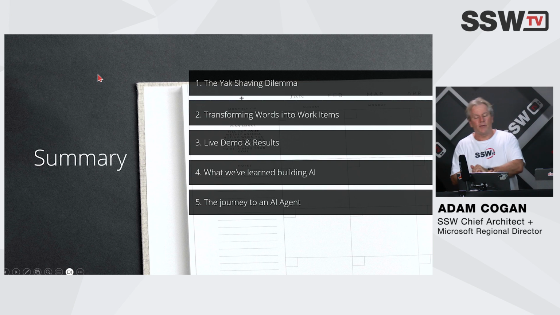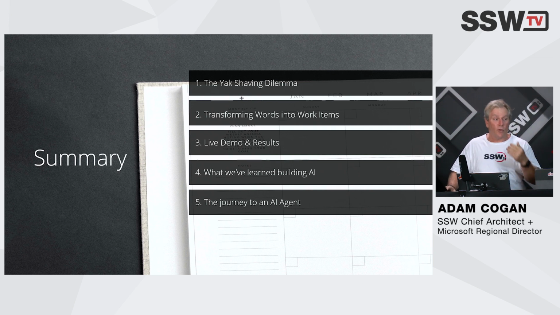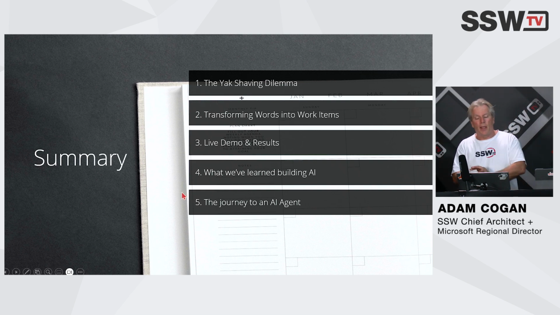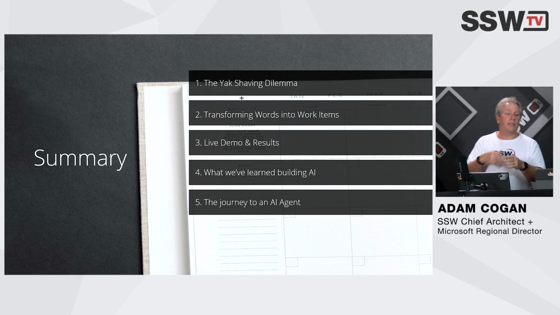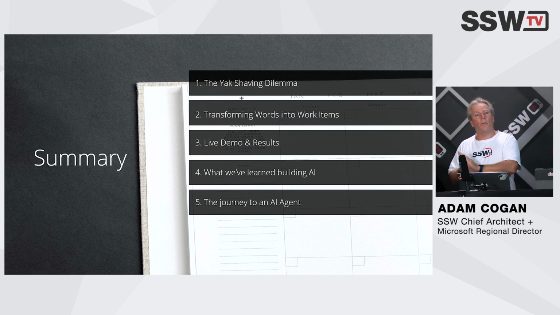So in summary, I've talked about this painful YakShaving Dilemma, how people report bugs, how you can record that and turn those words into work items automatically. Gave you a bit of a demo. Happy to do some more demos after this. And how we got started on this project and how we developed it and the different ways of doing it.